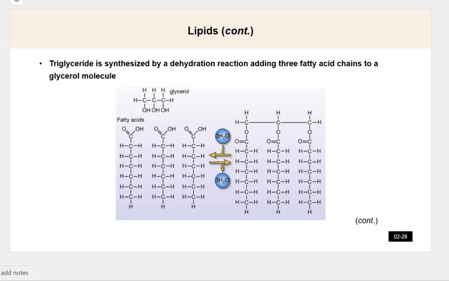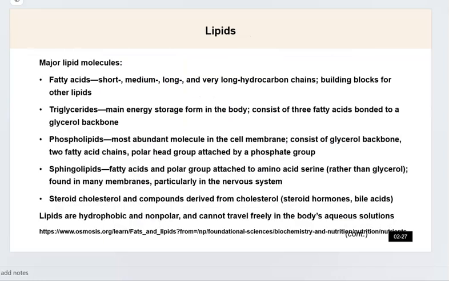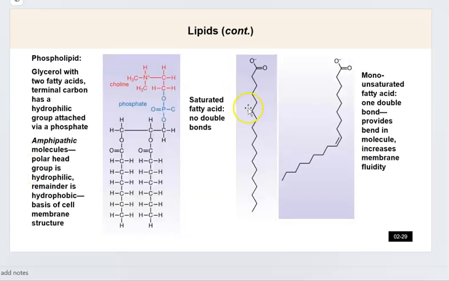When we talked about the fatty acids, the fatty acids are transported in the blood, bound non-covalently to the serum protein albumin. Fatty acids have different configurations based on the bonds between the carbon atoms and the hydrocarbon chains. We talked about saturated fatty acids, which would be here.